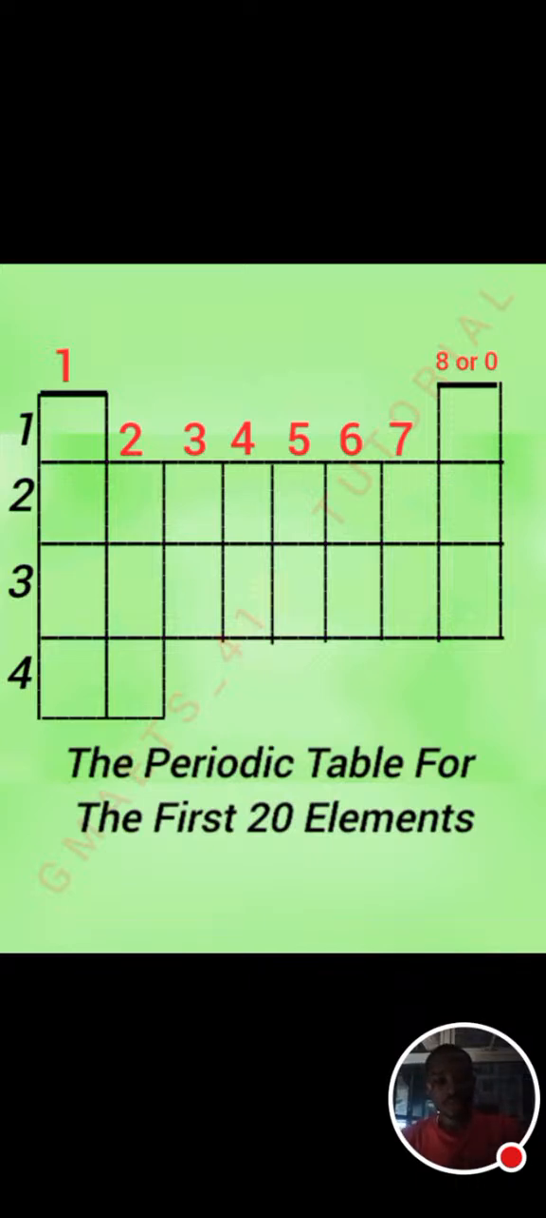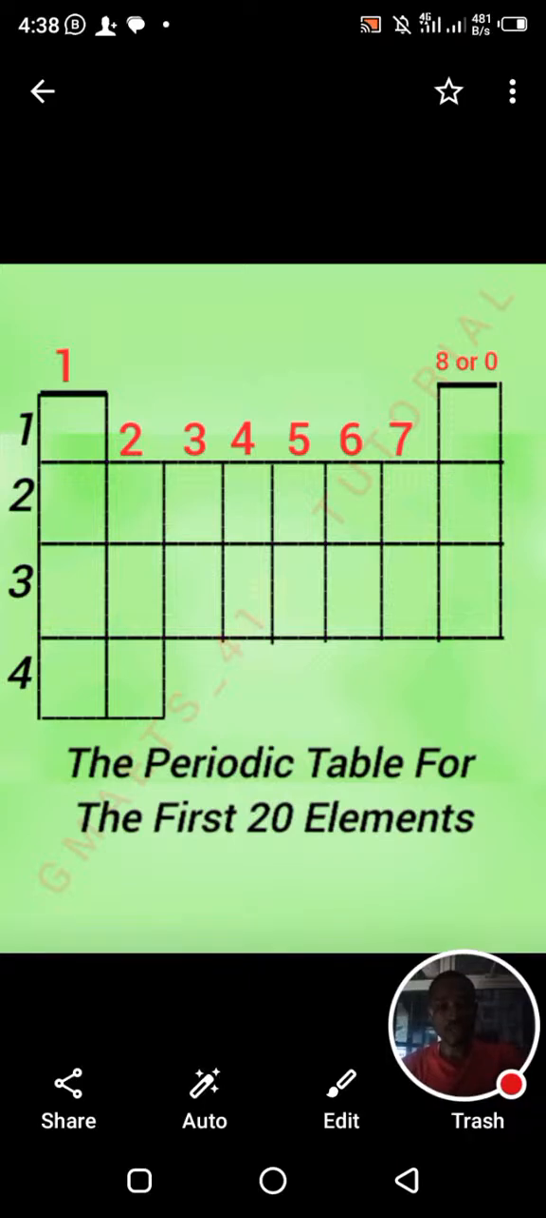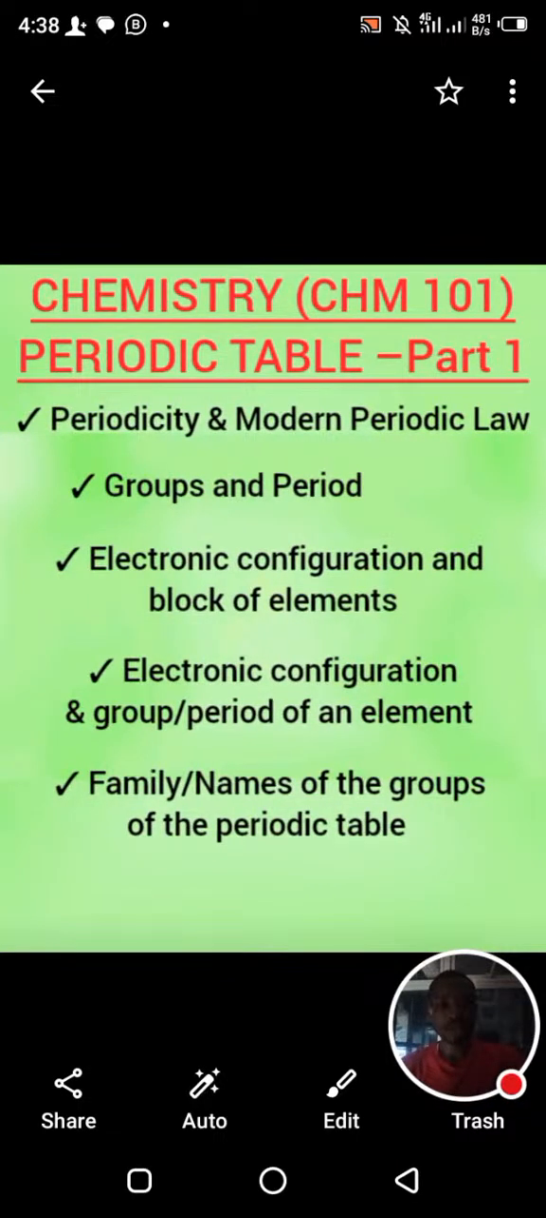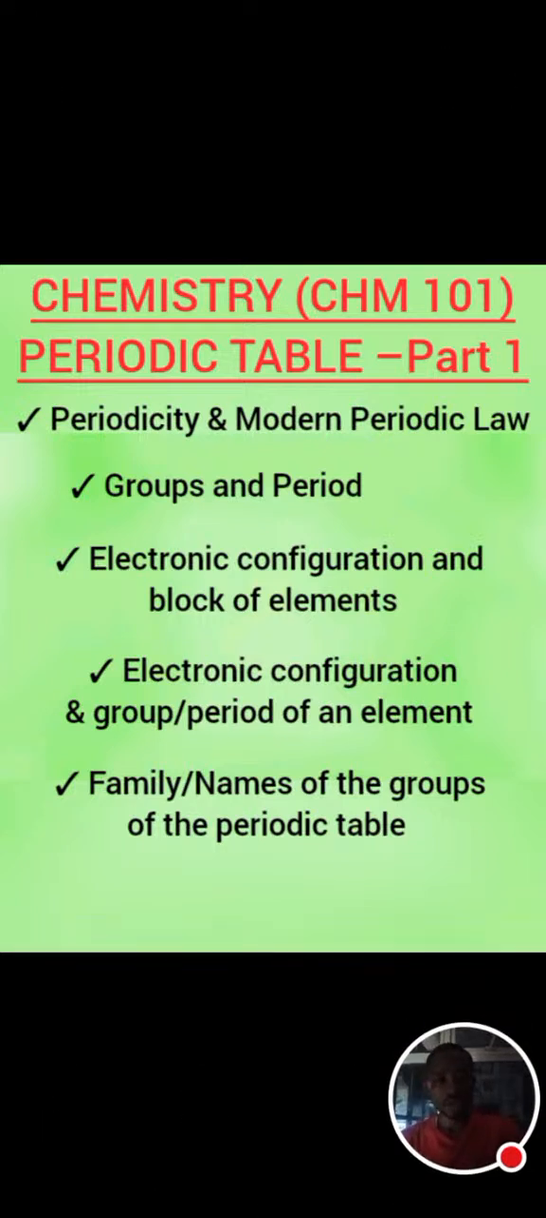All right, guys, this is how we come to the end of this class, and I hope you learned something wonderful from this lesson. These are the things we've covered. We talked about what periodicity is all about, and we say it is simply the repetition of similar properties in the periodic table. We talked about the modern periodic law, that this was proposed by Henry Moseley, who modified the Mendeleev's table.